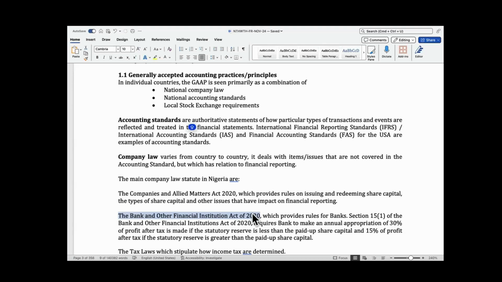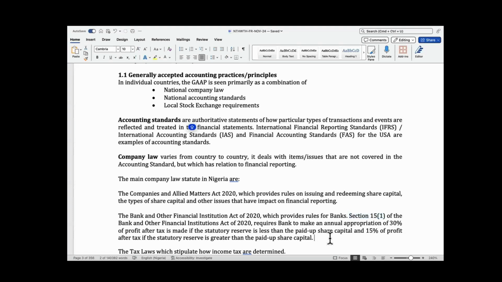BOFIA specifically provides rules for banks. An example of such a rule is Section 15 subsection 1 of BOFIA that requires banks to make an annual appropriation of 30% of their PAT if their statutory reserve is less than paid up share capital, and 15% of PAT if statutory reserve is greater than their paid up share capital.